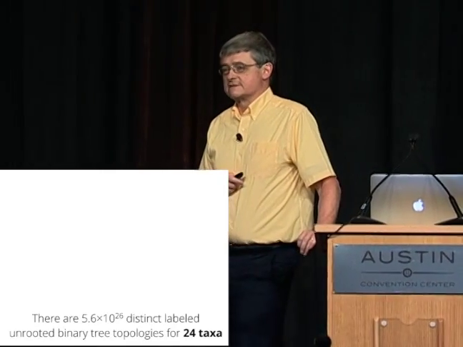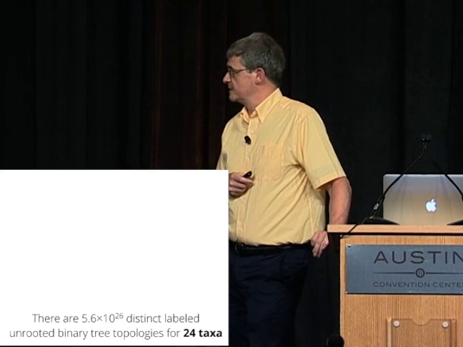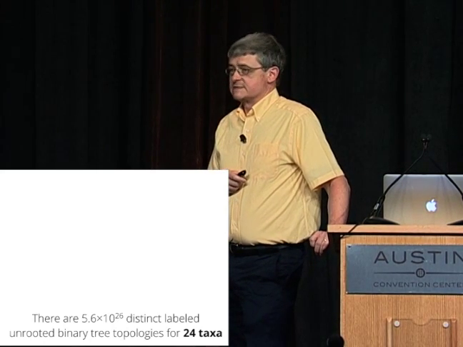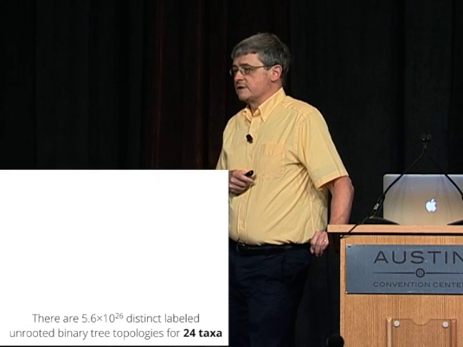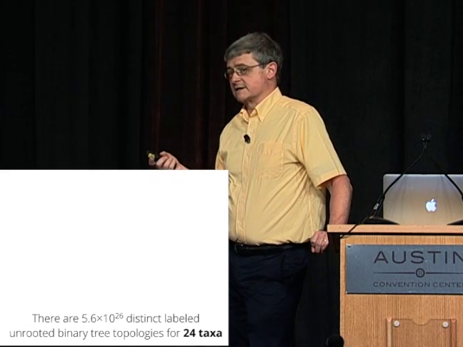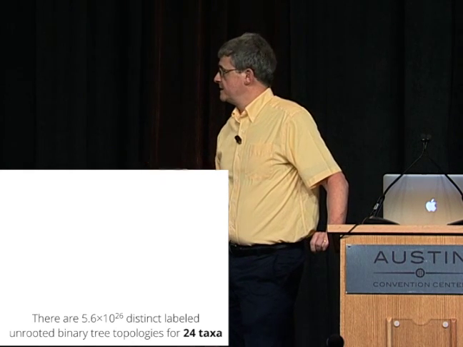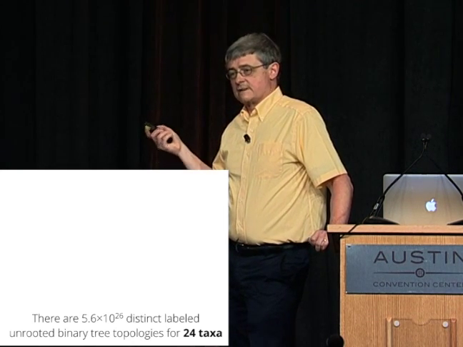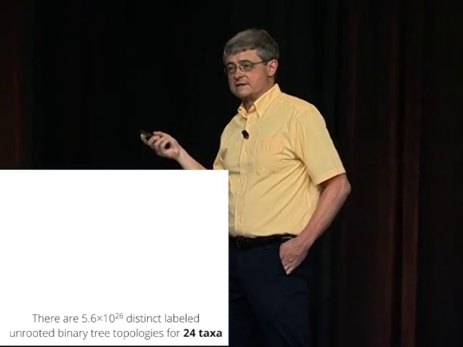The storm is about the size of tree space and scaling all this up to reasonable sized problems. So there are 5.6 times 10 to the 26 distinct tree topologies for only 24 taxa. It's not a lot of taxa, as you know. We often look at problems way bigger than that. But thinking about this number very seriously, the 5.6 times 10 to the 26 can really make you weak in the knees.